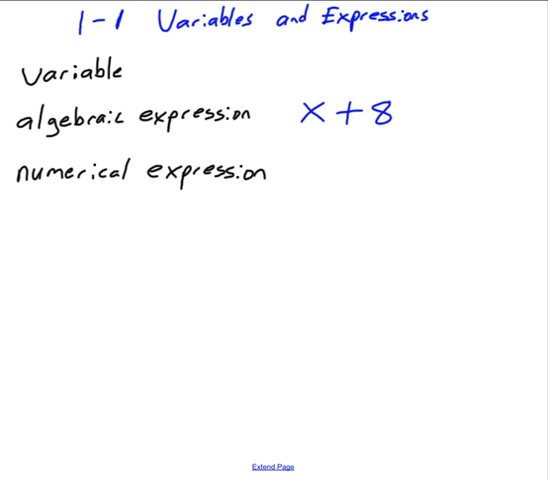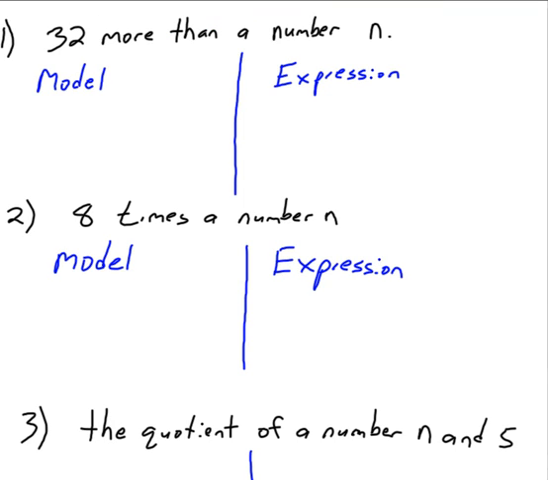A variable could be anything, like y, for instance, or z or b. A numerical expression is similar to an algebraic expression, except there are no variables, so it could be like 2 plus 7 or something like that. We're going to try translating some sentences in English into mathematical phrases, and we're going to model those and also write down what the expression would be.